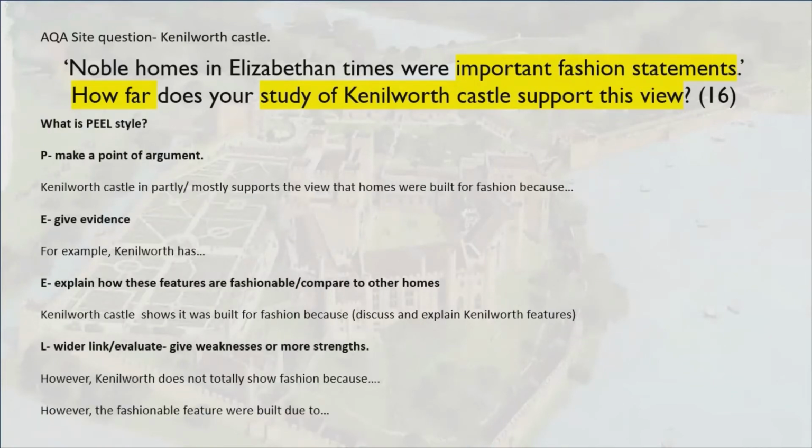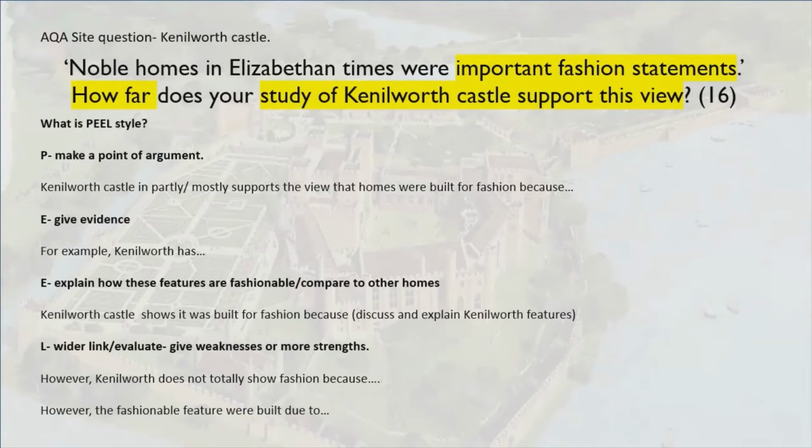So your paragraph will look a little bit like this. Okay, you'll make a point of argument, you'll give your evidence, you'll explain why Kenilworth supports that idea, and you might evaluate however Kenilworth doesn't support it, or furthermore, Kenilworth does support it. Okay, so let's have a little practice of writing this.